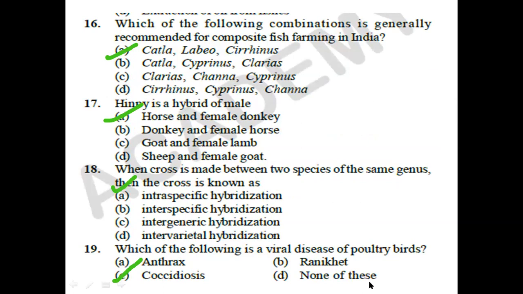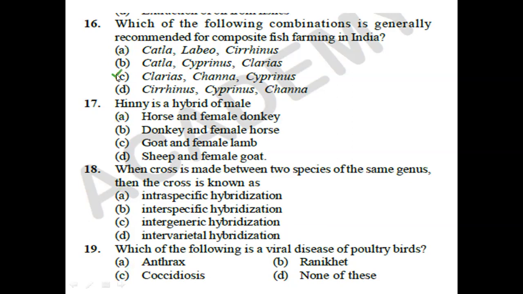Next, which one of the following combinations is generally recommended for composite fish farming in India? Katla, labeo, sirenus; Katla, cyprinus, clarius; channa, cyprinus, cyrus, channa. So which of the following is recommended for composite fish farming in India? It is clarius, channa and cyprinus. Option 3 is the right answer.